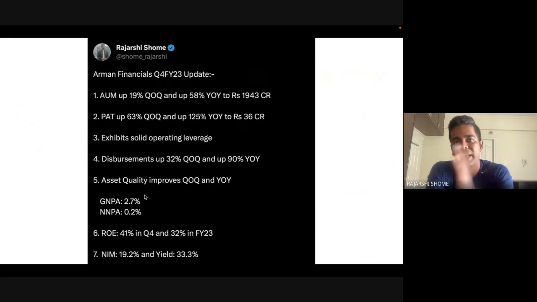And then after all these great growth figures, you see that the asset quality has also improved for Arman, both on a YOY and a QOQ basis, right? So that is amazing. And then, of course, you can clearly see here the best number is ROE.